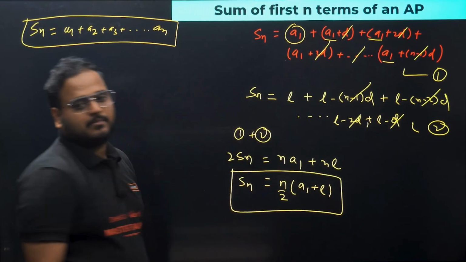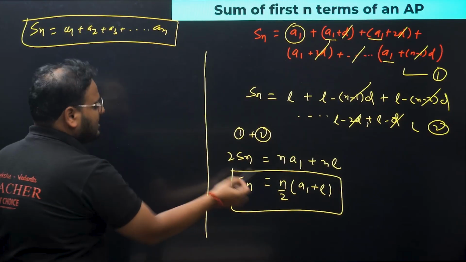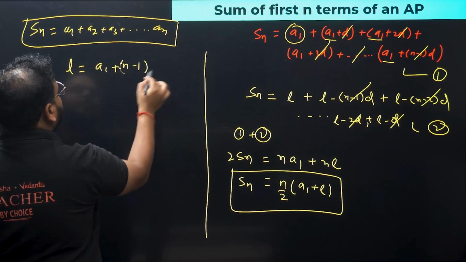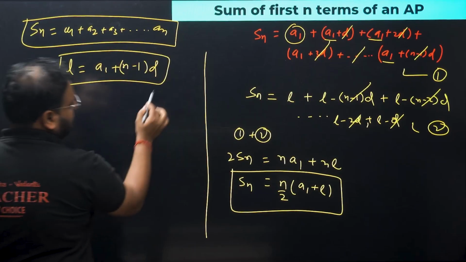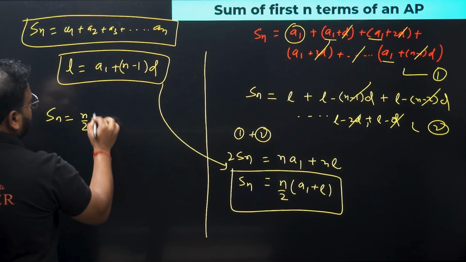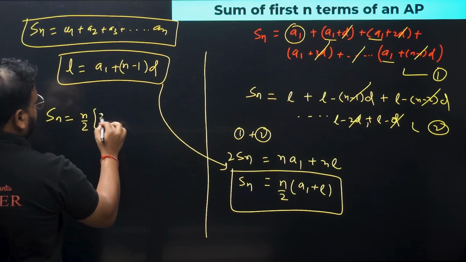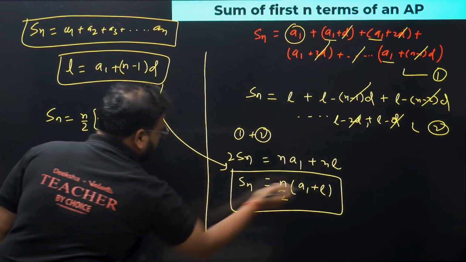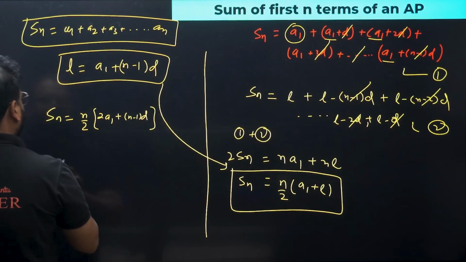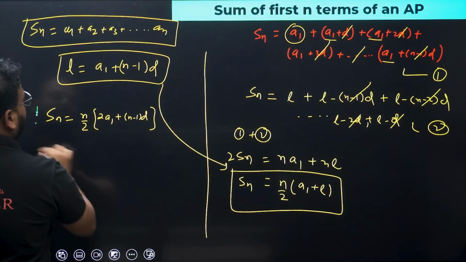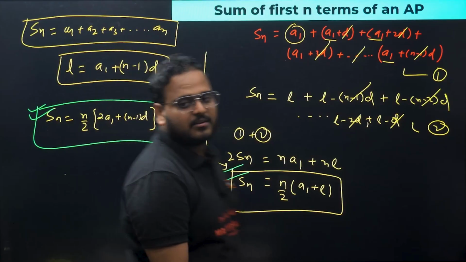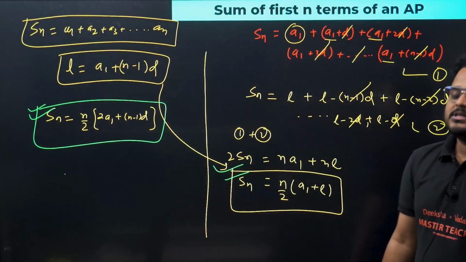The first term plus last term. That's your formula. And how do you write the last term? Simply a1 plus n minus 1 into d. That's my last term's formula. Use this over here. You get Sn equals n by 2 into twice of a1 plus n minus 1 times d, because you're adding this value in place of L. Now these are my final formulas for the sum of n terms. This one or this one. You can use either based upon the question and the situation given to you.